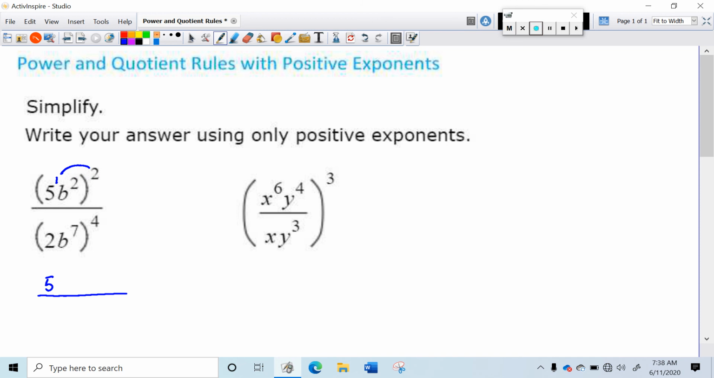1 times 2 is 2. For my b, 2 times 2 is 4. We're going to do the same thing in the denominator. We're distributing a 4. So for the 2, I've got 1 times 4 is 4. For the b, I've got 4 times 7 is 28.